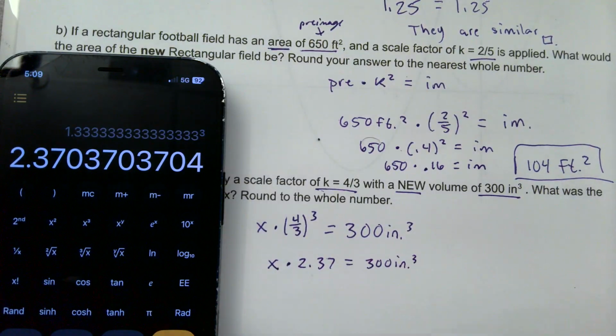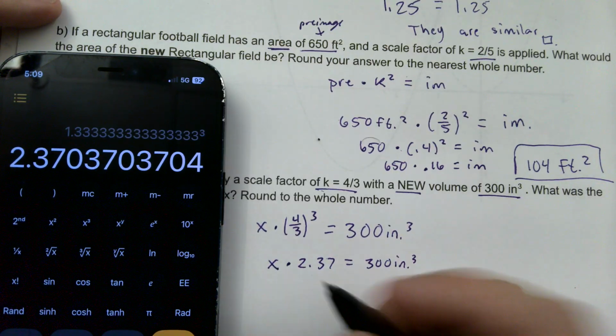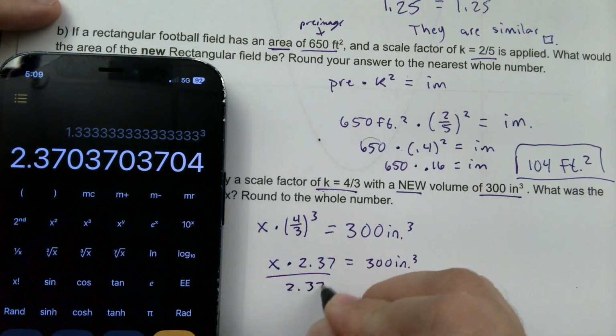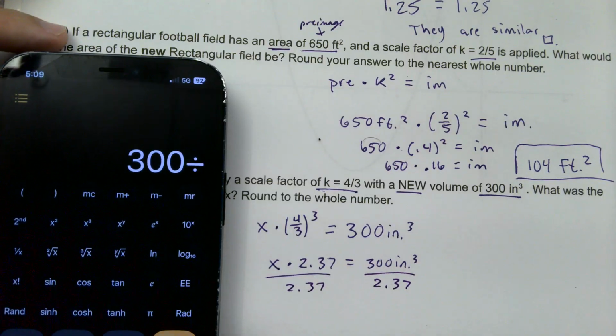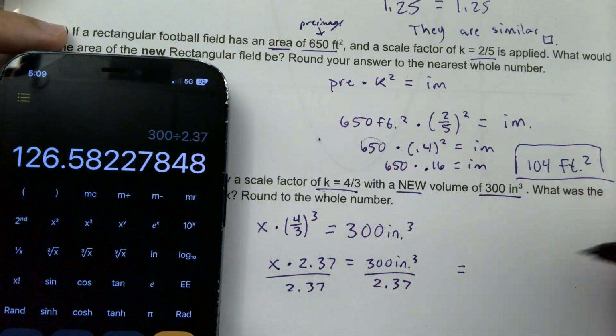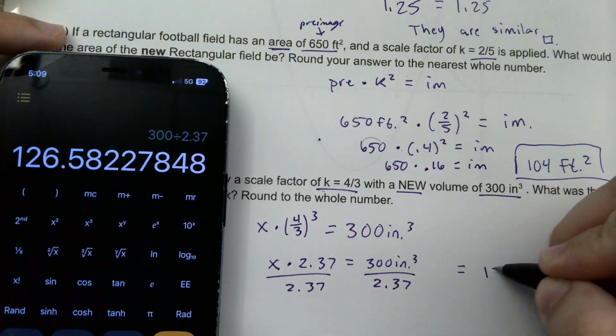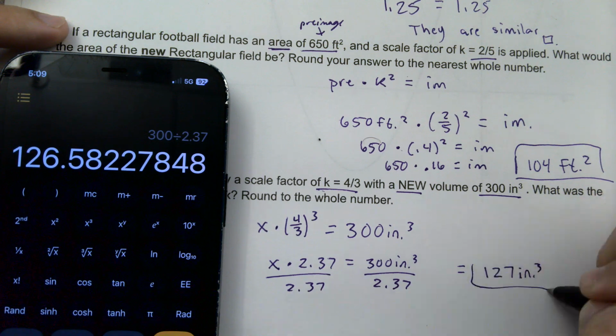Now I solve for x. How do I undo multiplication? Divide by 2.37 on each side. So 300 divided by 2.37. My old volume was 127 inches cubed.